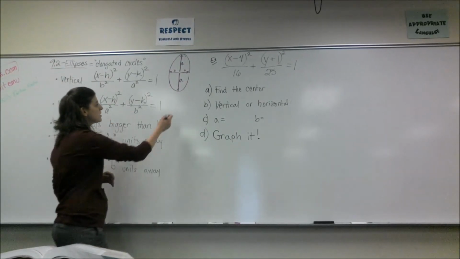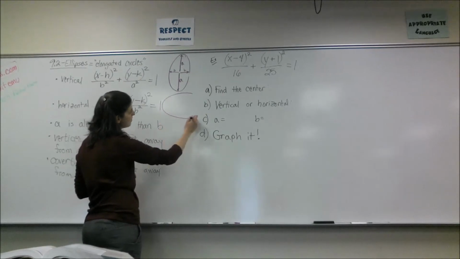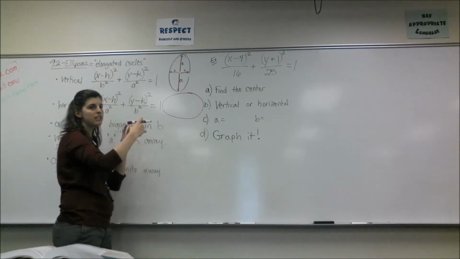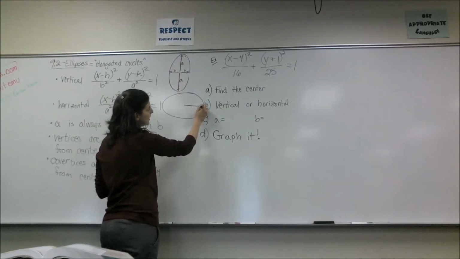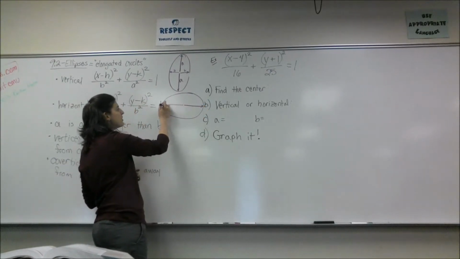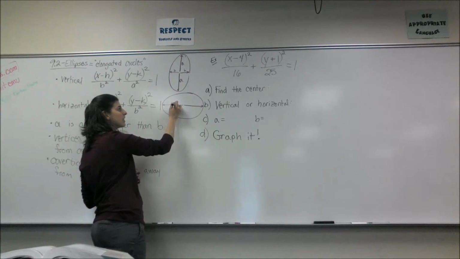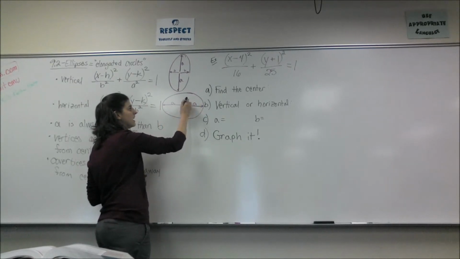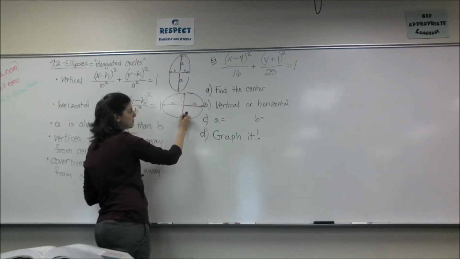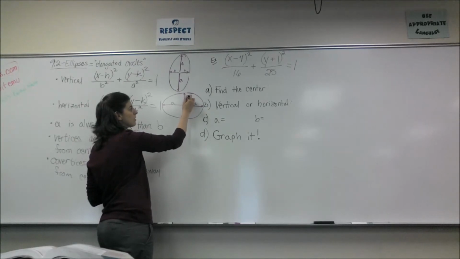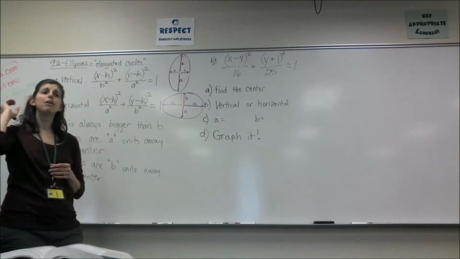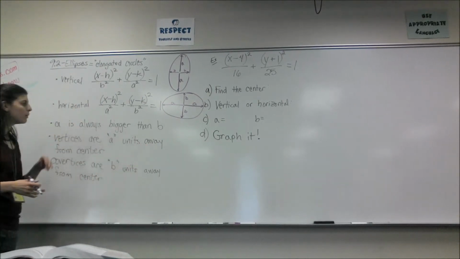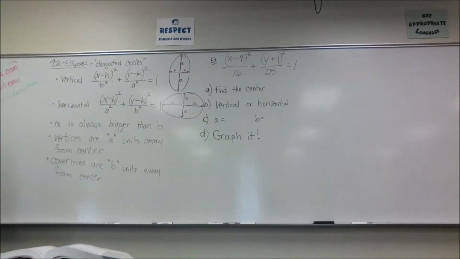The horizontal ellipse would look pretty much the same way, except it's going to be on its side. So let's say the center's right there. To get to the edge of the ellipse horizontally, you're going to go a units away. And to get to the edge of the ellipse vertically, you're going to go b units away. A is always bigger than b, like I said before.